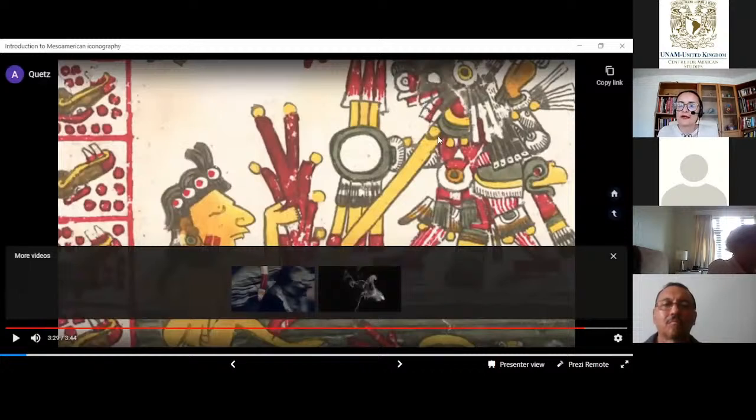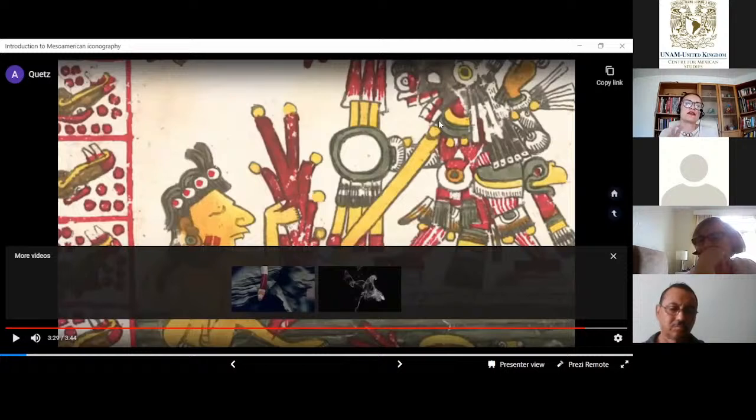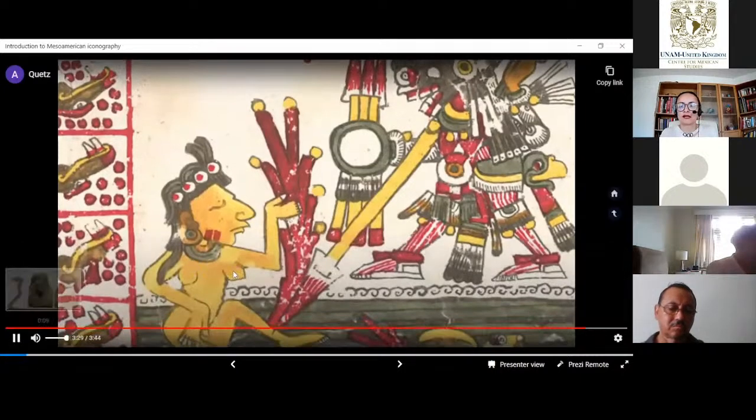He doesn't appear with the same elements, but we can recognize him because he has his face like a skull, and he has circles. These circles on his face represent the cardinal points. There are really five circles, but in this image you cannot see five because it's in profile. So he is related to the cardinal points, and all five directions appear on his face.